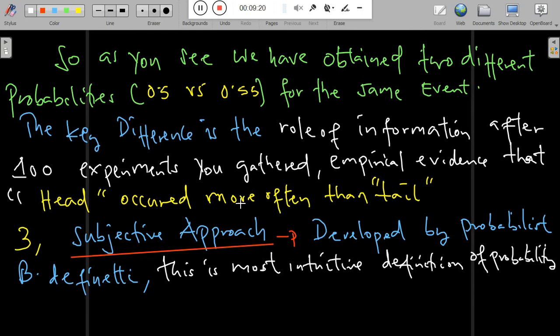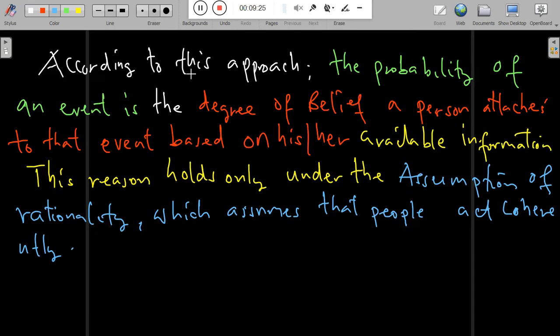Under the subjective approach, the probability of an event is the degree of belief a person attaches to that event based on his or her available information. This reasoning holds only under the assumption of rationality, which assumes that people act coherently: every individual, every player, every agent in the economy acts to maximize their utility. That is a behavior of coherence that we call rationality.